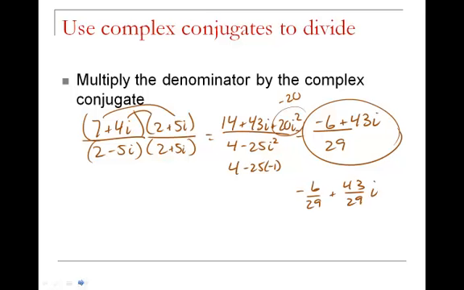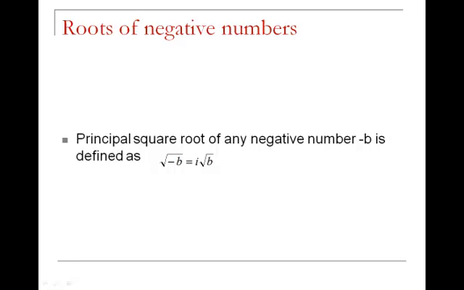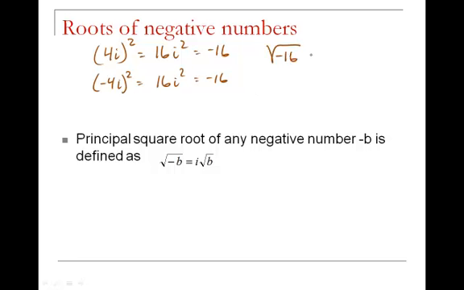Okay? A lot of this is review. We're just kind of going through this quickly. It's just generic stuff. Roots of negative numbers. If I have 4i squared, I will get 16i squared, or negative 16. If I have negative 4i squared, I will also get negative 16. So therefore, the square root of negative 16 really can be plus or minus 4i.